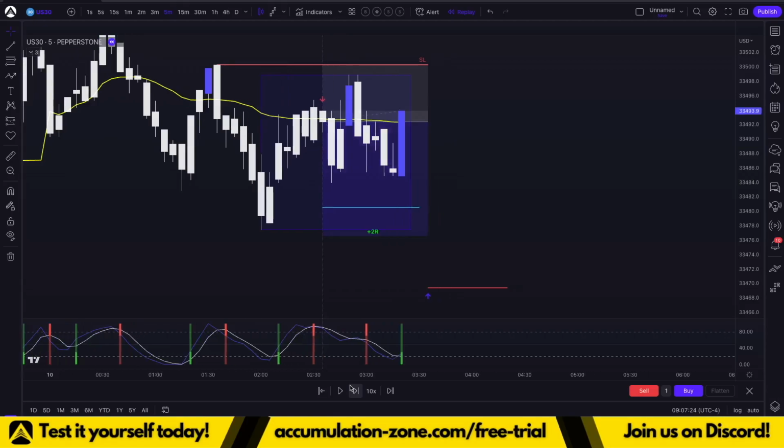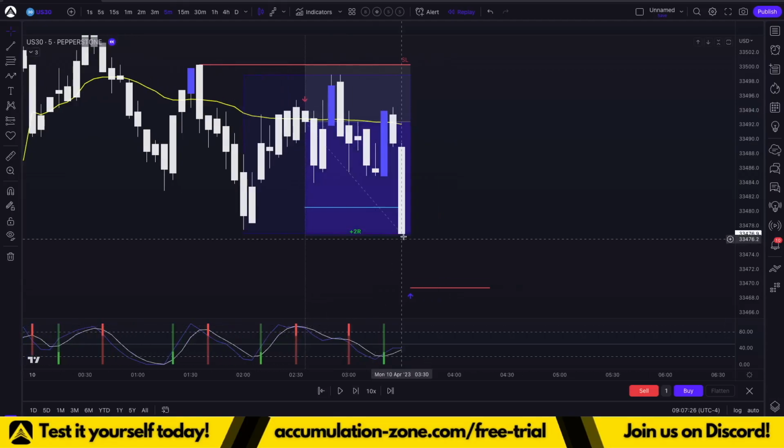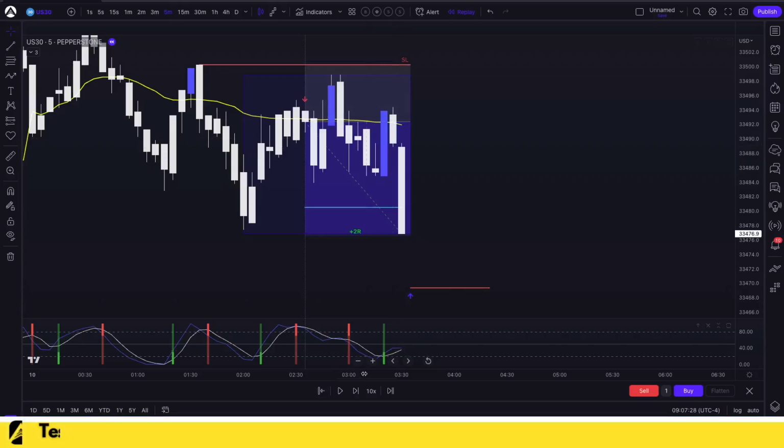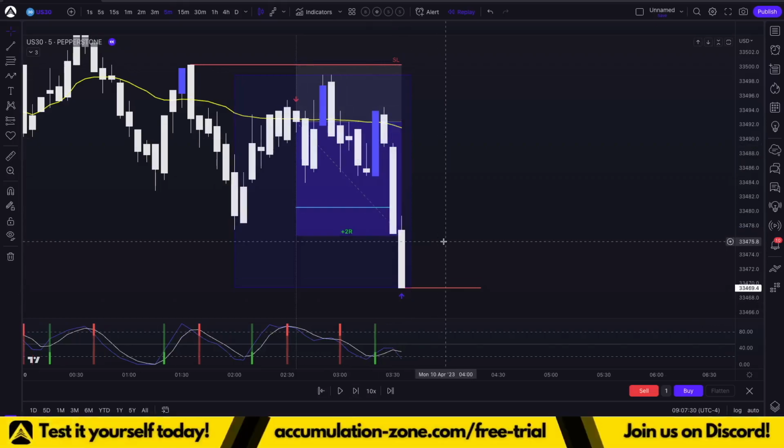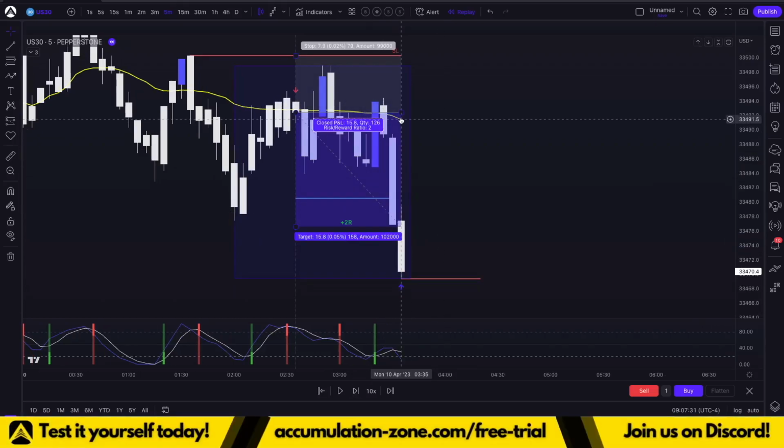Let's continue with this trade. And then we had this nice drop to the downside. We almost hit our take profit. And with the next candle, we made a nice profit of 2% by risking 1% on this account.